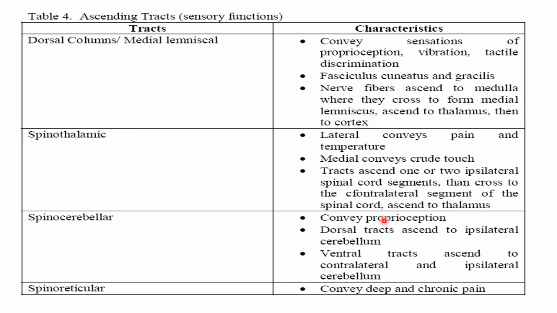Spinocerebellar conveys proprioception at an unconscious level and ascends ipsilaterally. The ventral tract is sent to the contralateral as well as ipsilateral side. Spinoreticular conveys deep and chronic pain.